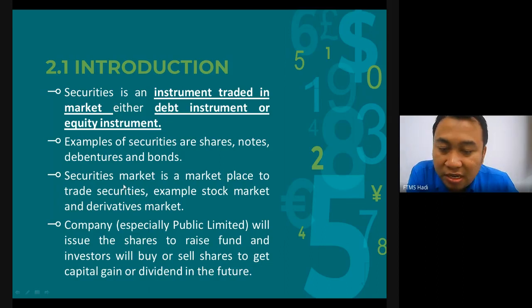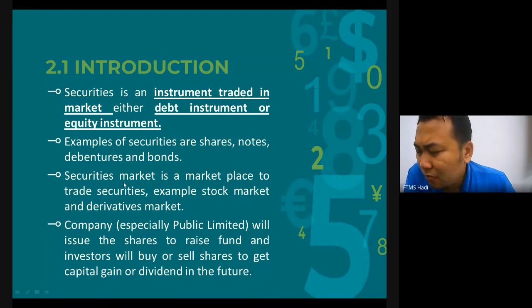Okay, securities market is a marketplace to trade securities. Examples are the stock market and derivative market. When we talk about the word market, a market is a place where people can buy and sell. Therefore only two activities are available there, which are buying and selling. What are they buying and selling in the context of securities market? Stock or shares. Bear in mind that stock and shares are almost the same thing.